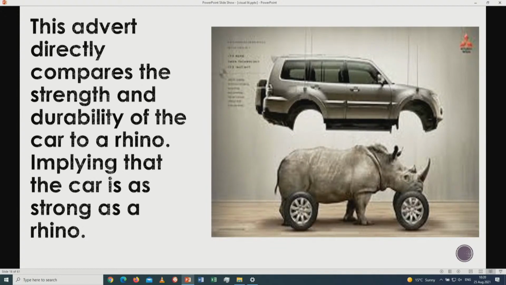Now I've got examples of advertisements. In the picture we see a car and a rhino. When we look at this, it directly compares the strength and the durability of the car to a rhino. It is a comparison, which is a metaphor, implying that the car is as strong as a rhino.